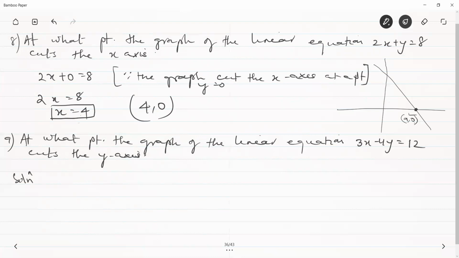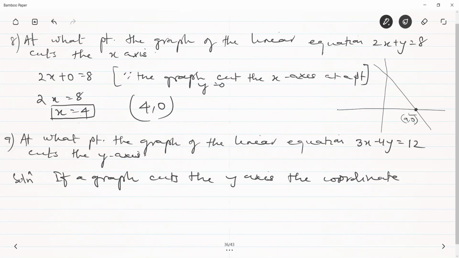If a graph cuts the y-axis, then the coordinate should be 0, a. The coordinate should be 0, or else you can take b, because with that we have taken a. So this you can take as b. 0, b I'll take, 0, p I can take, no?